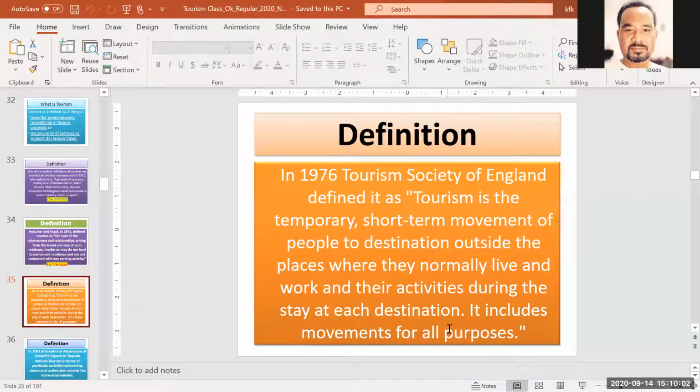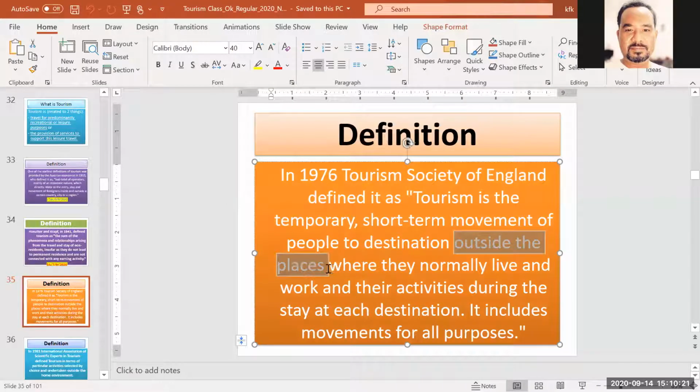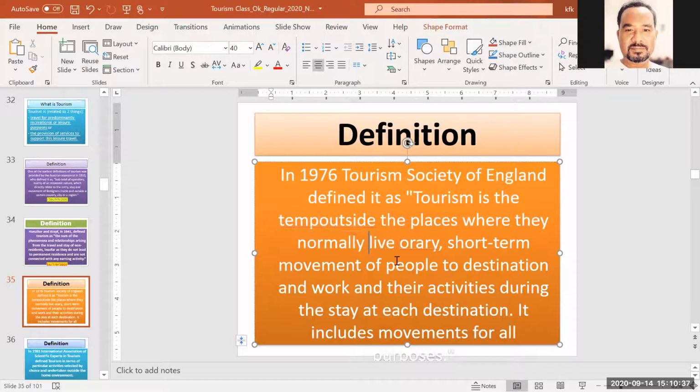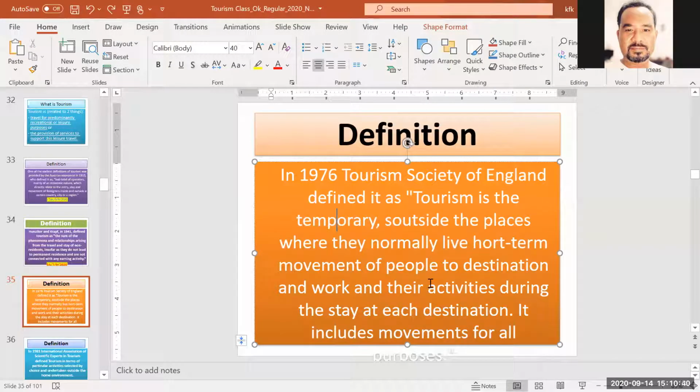Okay. Then let's continue. This was the last slide that we discussed last week. Then we go on to this one. Definition. In 1976, the Tourism Society of England defined tourism as the temporary short-term movement of people to destinations outside the places where they normally live and work, and their activities during the stay at each destination. It includes movement for all purposes.